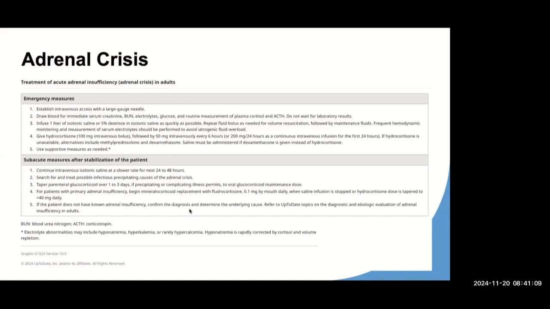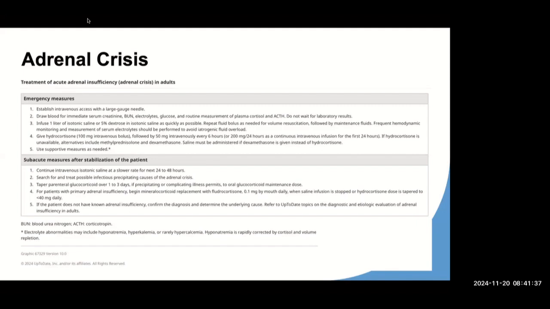Use supportive measures as needed. So this means if you need a vasopressor, use a vasopressor. If the patient needs intubation, whatever the patient needs, because you have to manage this acutely. Once you surpass this acute management, these emergent measures, you have to go for subacute measures. You have to continue volume administration at a slower rate for the next 24 to 48 hours.